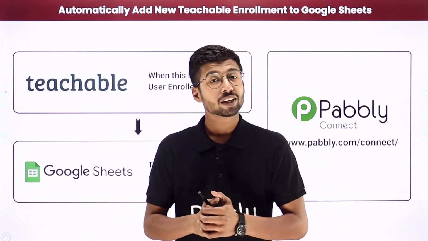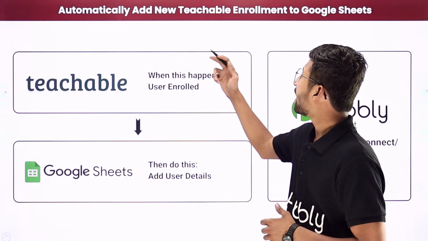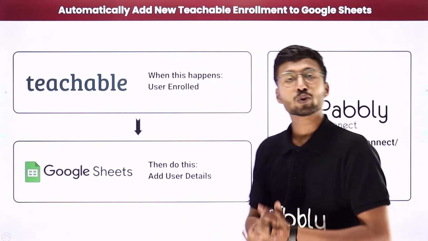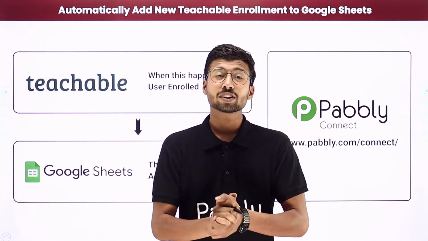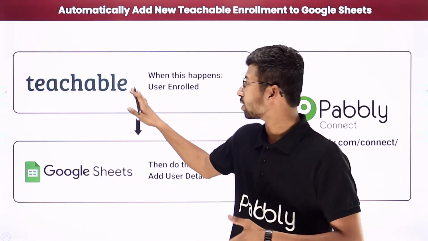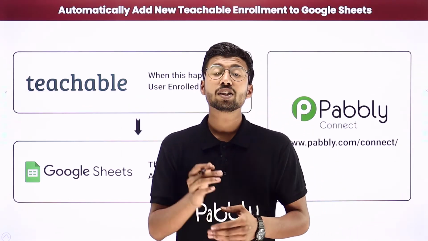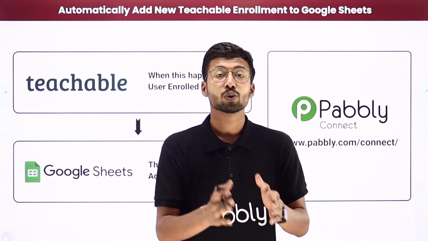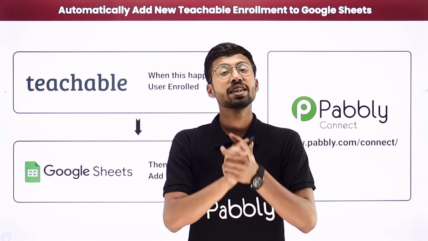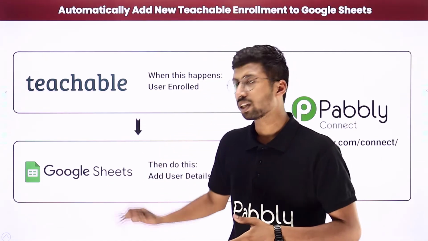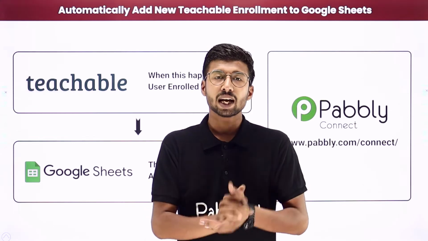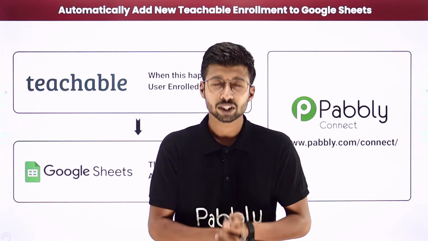So the topic for today's video is automatically add new Teachable enrollment to Google Sheet. Now suppose, guys, you are selling some online course using Teachable and you want, whenever a new student, a new user enrolls to your course in Teachable, to add the details of that person into a Google Sheet so that you can maintain a record as well as share those details with your team members.